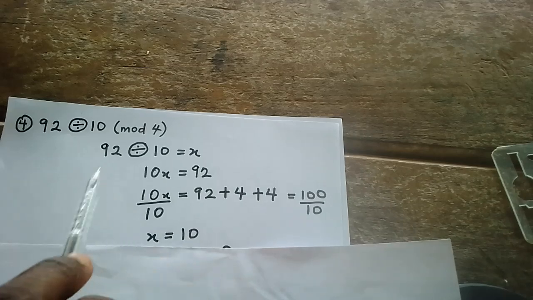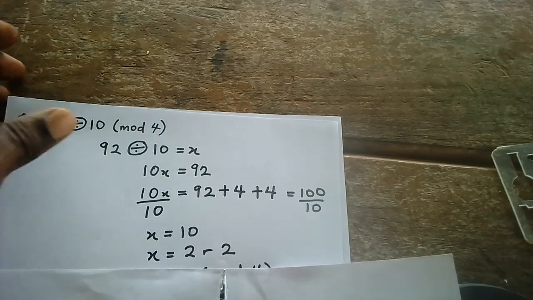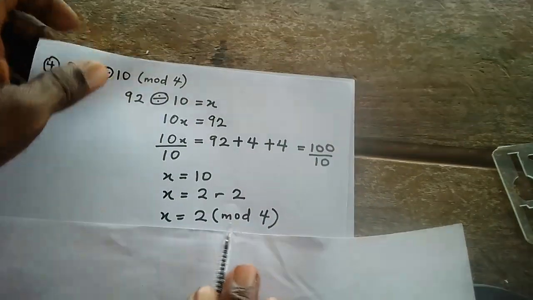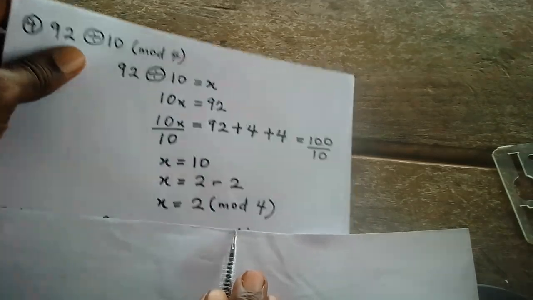10. Now since it should be in mod 4, how many 4s can you see in 10? We have 2, remainder 2. So the remainder will now be the solution. So x should be equal to 2. That is written in mod 4.